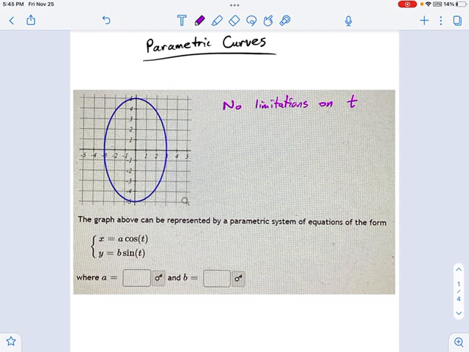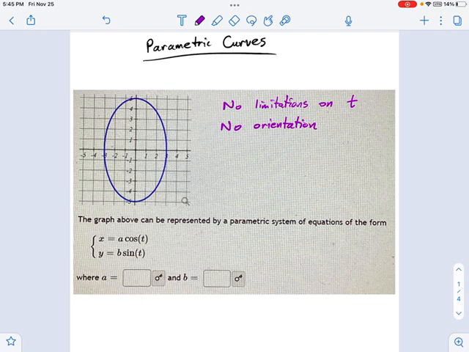So what you should keep in mind, though, is that when you have no limitations on t, I don't know if I can say this always, but what that produces here is no orientation. No orientation necessary on this curve because there's no starting point, no ending point. It just goes around, around, around forever.